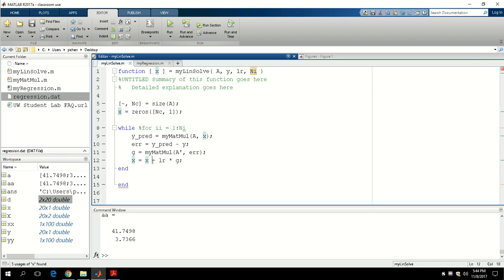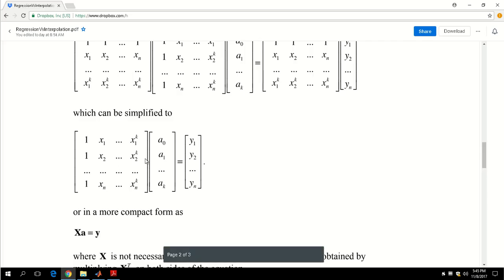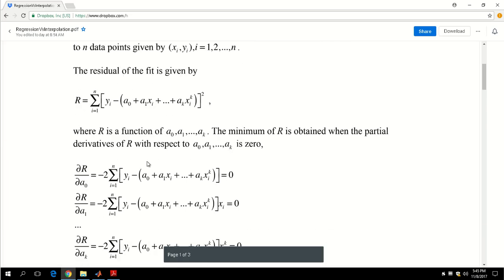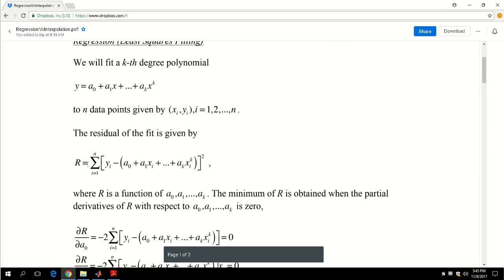So for every iteration, the amount of change that we apply to the X vector or the A vector that we are solving for in the regression problem is just this vector, and that's linearly proportional to the G vector. And in fact, for our problem, the G is exactly the gradient. It's a vector, so it's pointing in the direction of steepest increase of the objective function. And in our case, that's the residual. The objective function is pretty much just the residual. It's this residual.